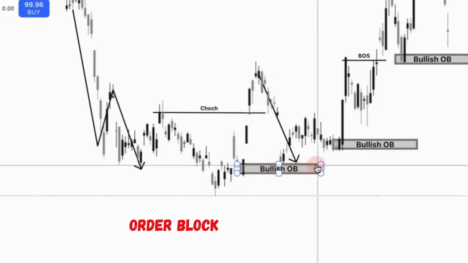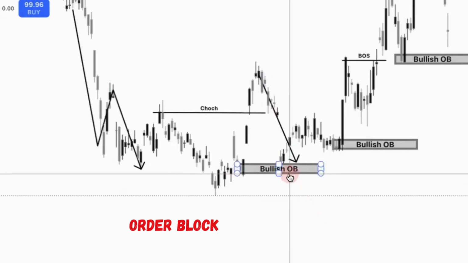Rather than chasing the market, we patiently wait for price to retrace back into the order block. If price starts moving away without touching the order block, many traders may be tempted to enter early. However, I prefer to wait until price reaches the order block before looking for an entry. Once price reaches the order block and shows a clear rejection, such as a hammer or bullish engulfing candle, it provides confirmation that buyers are stepping in. That's when I look to enter the trade.